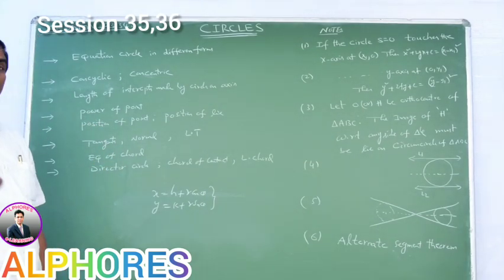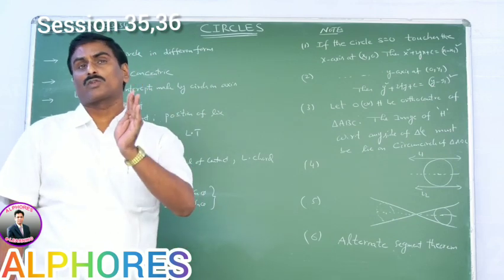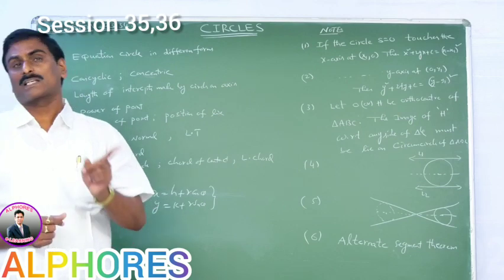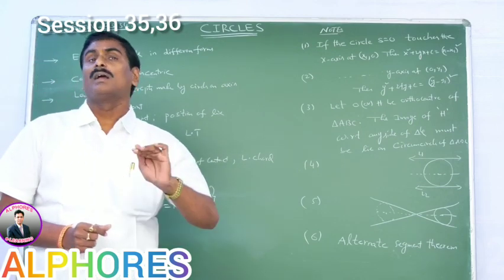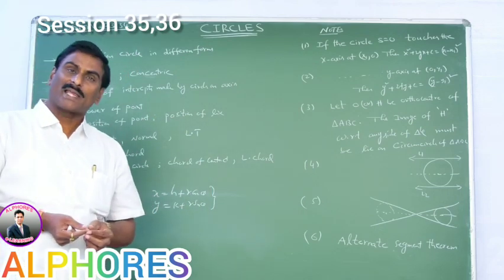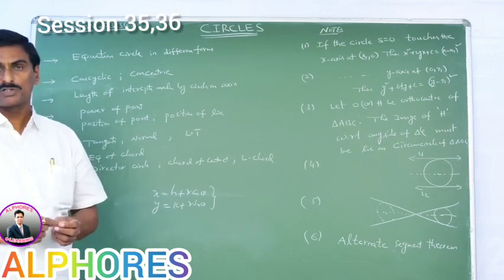Next, if the diameter endpoints of the circle are given, what is the equation of the circle? Let (x1, y1) and (x2, y2) be the endpoints of the diameter of the circle. Then the equation of the circle is (x minus x1)(x minus x2) plus (y minus y1)(y minus y2) is equal to 0. Or after expansion, x square plus y square minus (x1 plus x2) x minus (y1 plus y2) y plus x1 x2 plus y1 y2 is equal to 0.